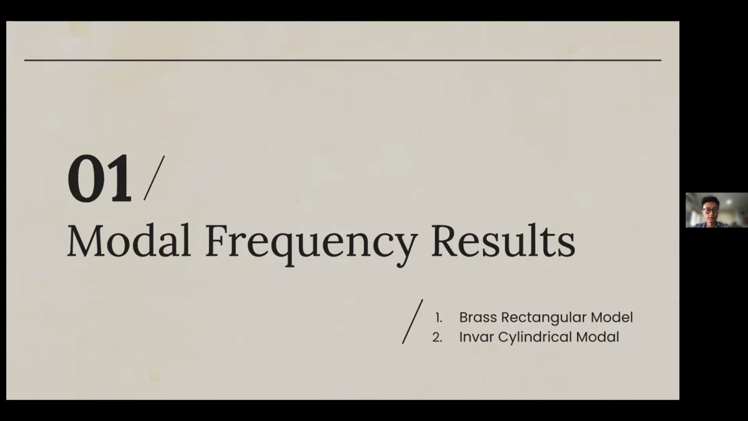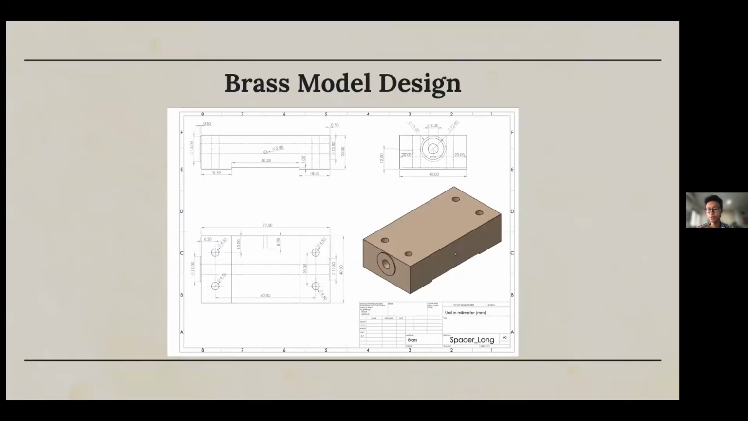So, modal frequency results. Firstly, we covered the brass rectangular cavity, and its dimensions are approximately 20 by 40 by 77 millimeters. The design has a hole through the length of the spacer, separating the two mirrors at each end. The bottom section of the spacer has a thin rectangular gap separating the two legs. But for the purpose of the study, the annular caps at the ends, the thin cylindrical plane located on each end, will be ignored since the thickness will have a minimal impact on the natural mode of the cavity.